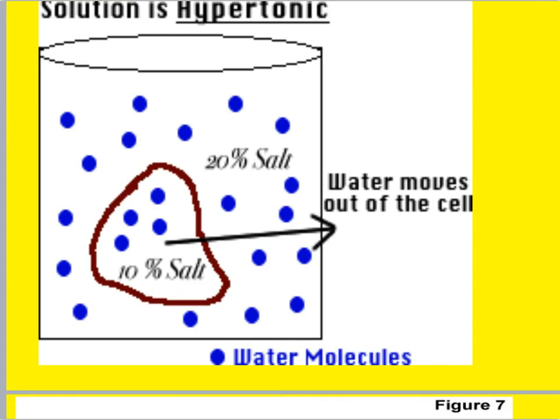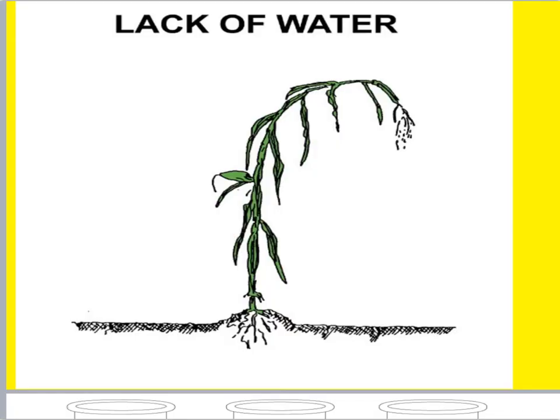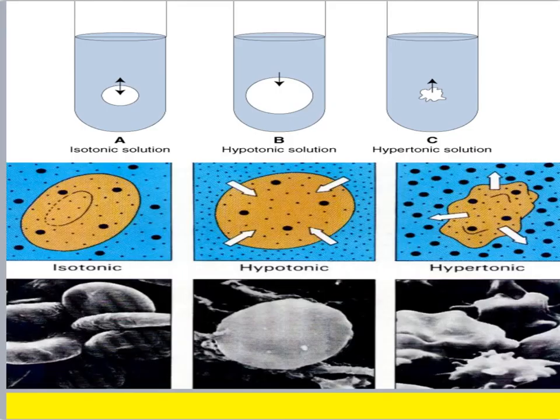Okay, so here's a picture again, a little bit different from what I drew. But again, if you have 20% salt, that means you have 80% water. If you have 10% salt, then you have 90% water. And water will travel from high to low amounts. And water will follow the solute, wherever the most salt is. So water will leave the cell, shrinking the cell. So this would be a hypertonic solution because it's wilted, it lacks water.